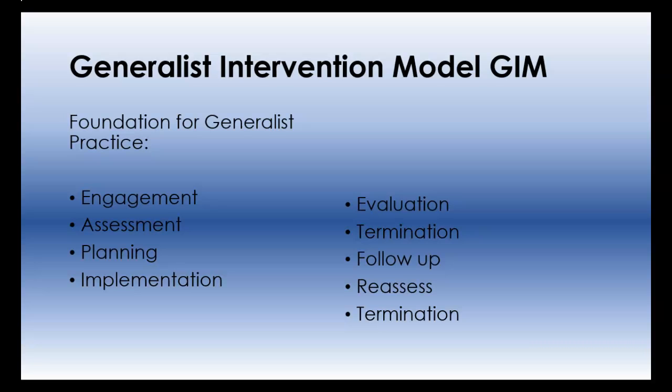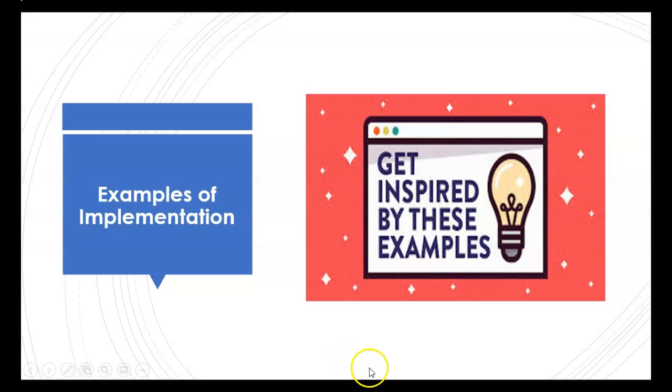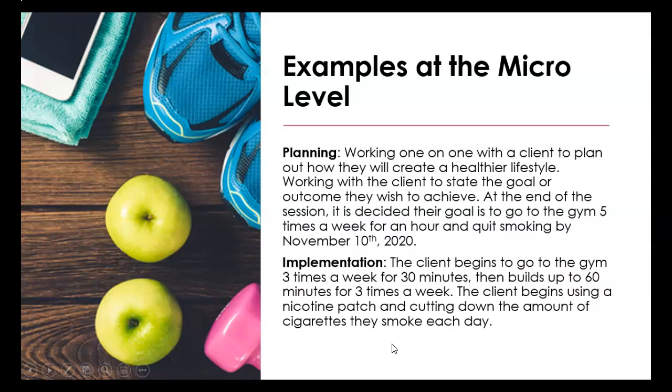If you follow up with the client and find out they've had a setback, you have to reassess and maybe plan again. When you follow up with the client and see that they're doing well, they continue to do okay, then termination continues. You reassess with the client and find out that they have new problems, and then you start the assessment, planning, and implementation phase again, based on the policies of your agency. So, examples of implementation at the micro level, and for time, I'm going to run through this quick.